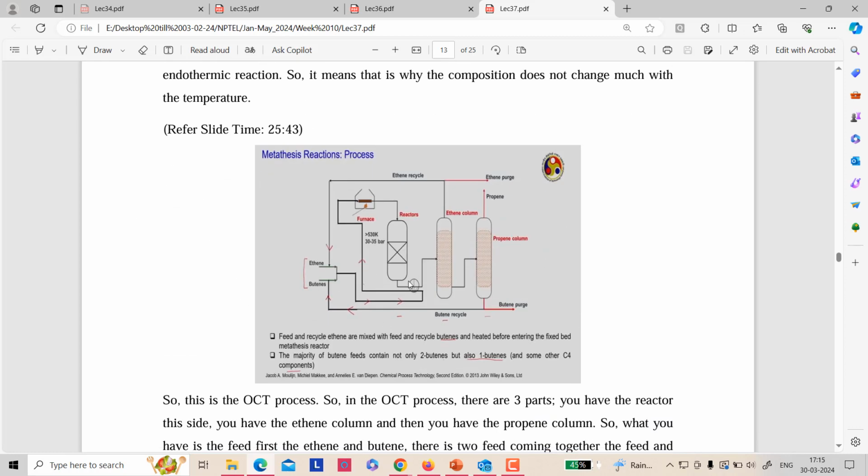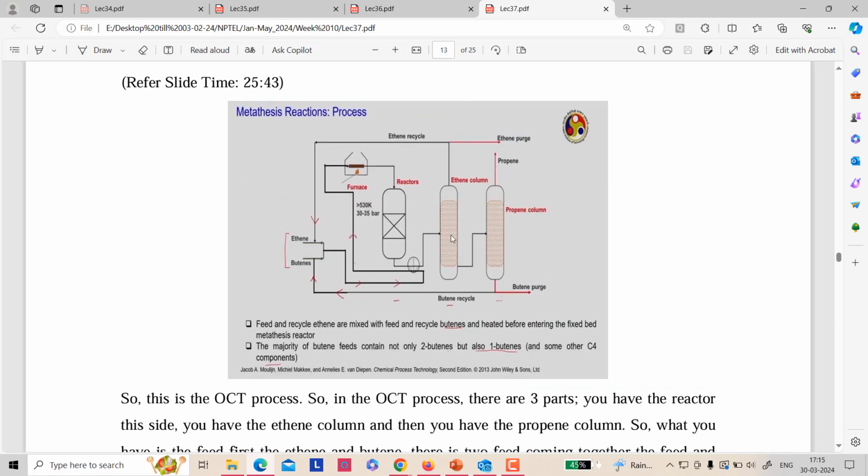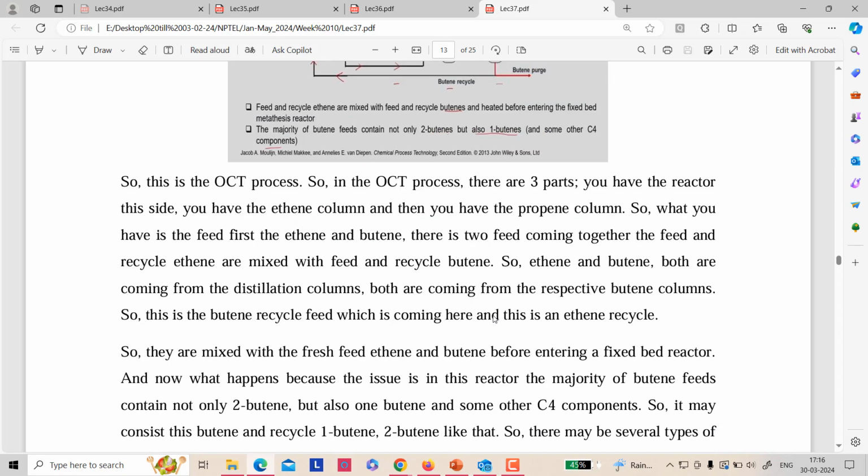This is the metathesis reaction where ethene and butene are going to the reactor at very high temperature, more than 530 Kelvin, and then it goes to the ethene column, from where ethene is purged and some of the ethene is recycled. The product goes into the propene column, from where the top product is propene and the bottom is the butene, or higher alkenes, which are purged. Okay, right?